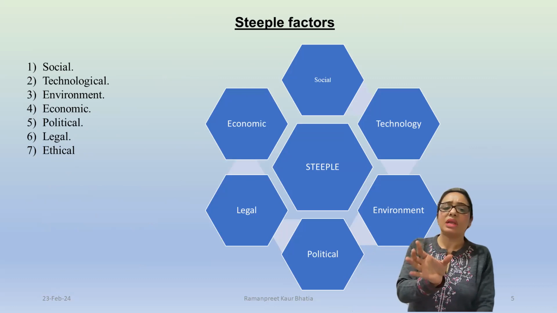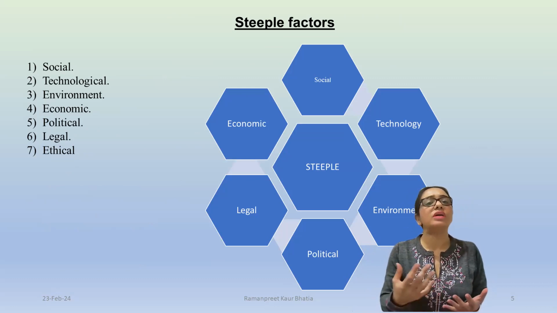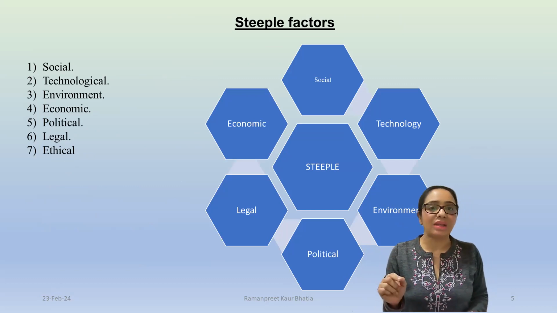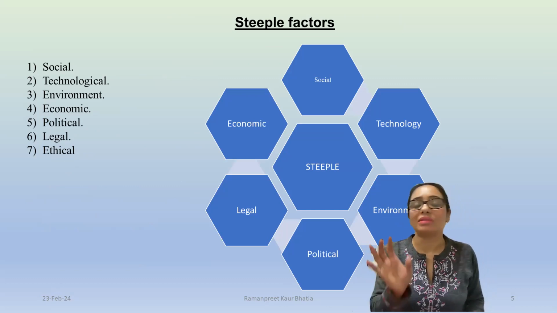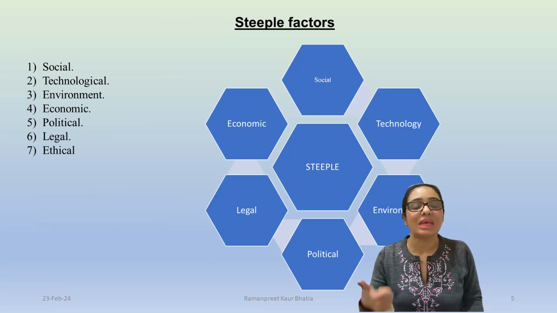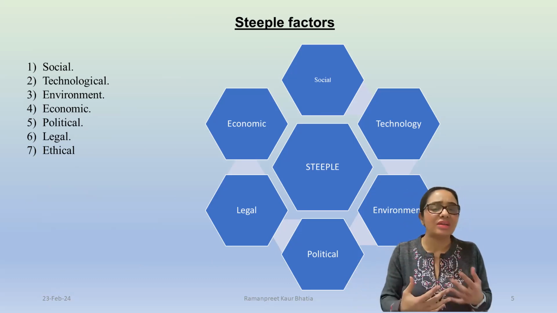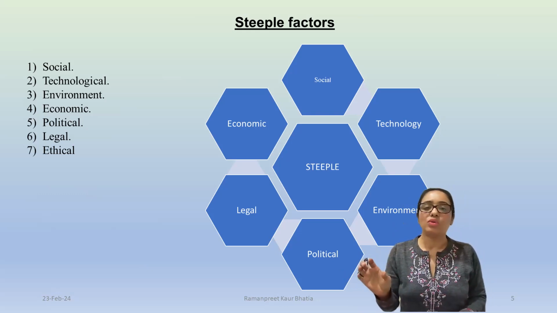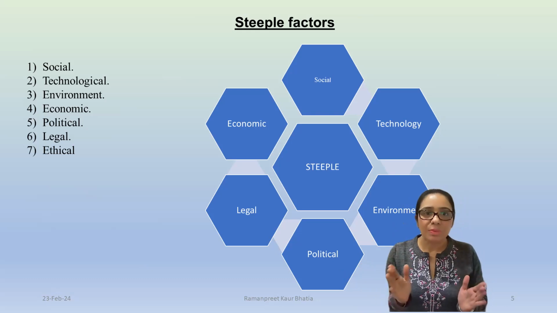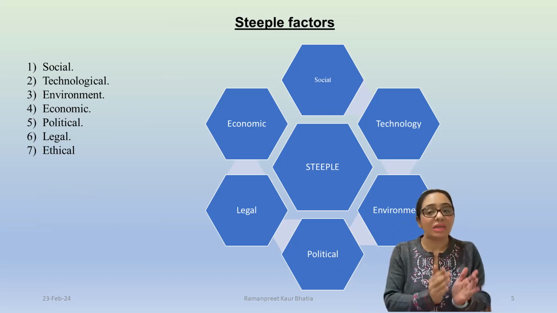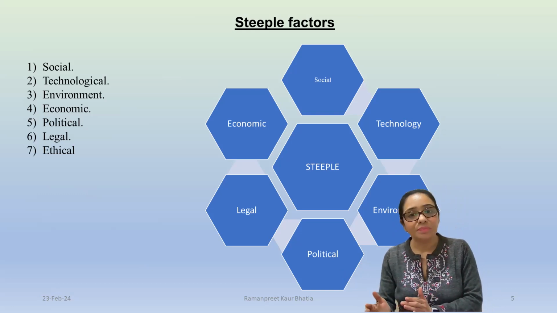STEEPLE is a refined version of the word we earlier used, PESTLE, but that word contains only 6 letters. The additional E is missing, and that E is for ethical. So ethical factors are the newest addition in this remote environment analysis. So STEEPLE analysis means the analysis of these 7 factors that impact industry growth.